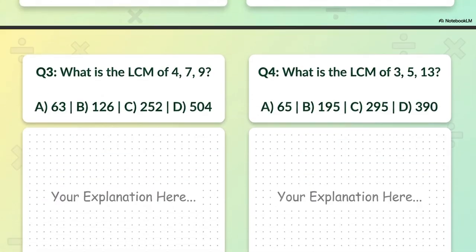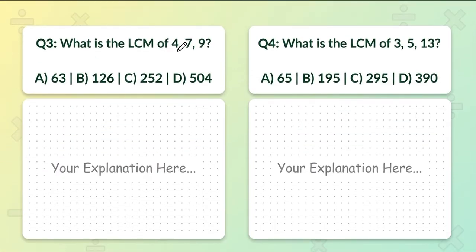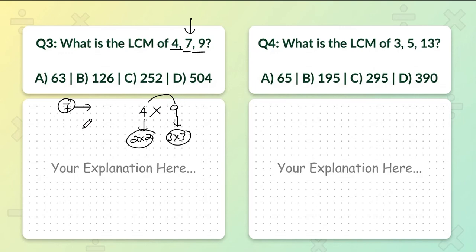Look at the next question. What is the LCM of 4, 7 and 9? Here 7 is a prime number, so that 7 we will keep aside. Look at the remaining numbers 4 and 9. 4 means what? 2 into 2. 9 means what? 3 into 3. They don't have any common factors. So that means 4 and 9 are co-prime numbers. So we have to multiply simply. So 4 into 9, 36, and we have to multiply with the remaining prime number 7. So 6 into 7, 42. So the last digit is 2. We have only one option with last digit 2. Or if you multiply, you will get 252 only.